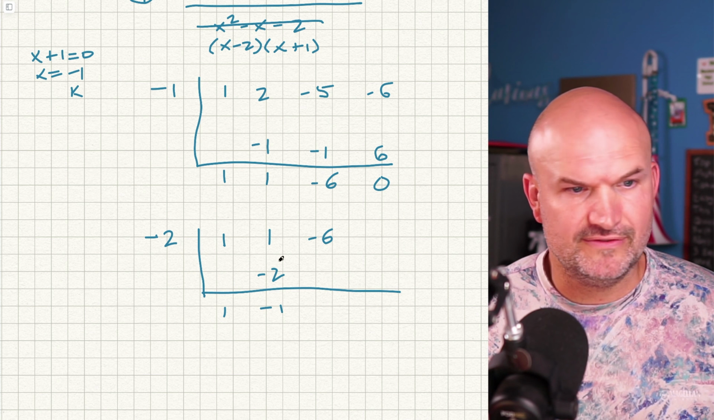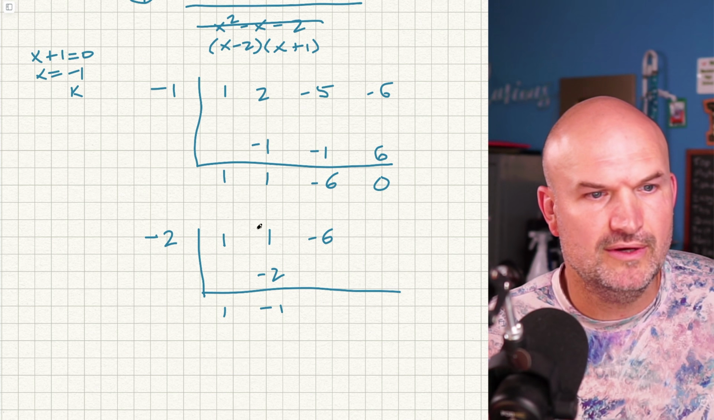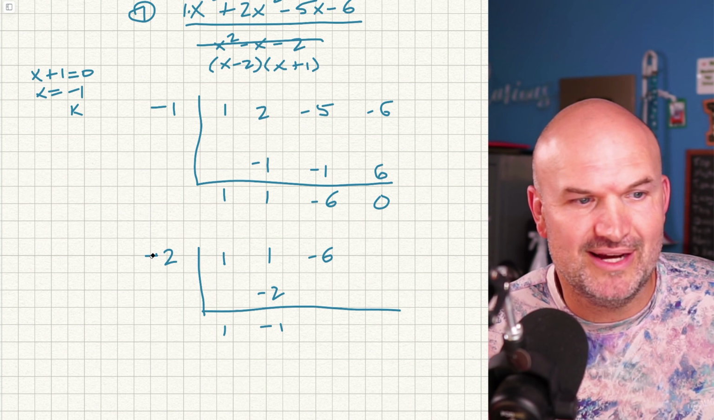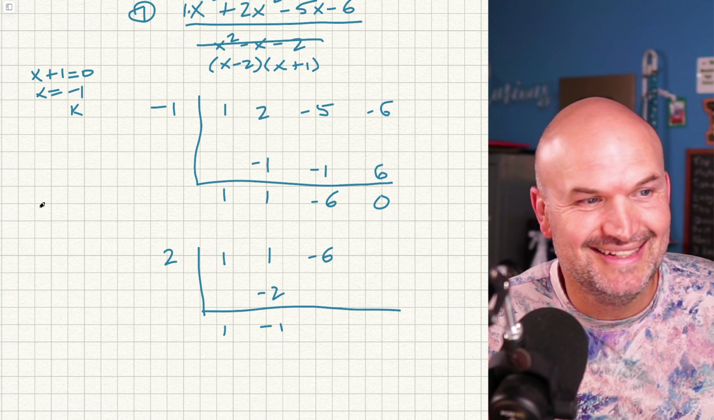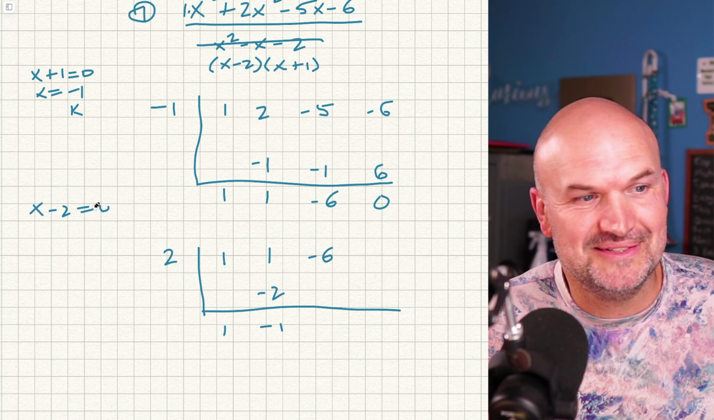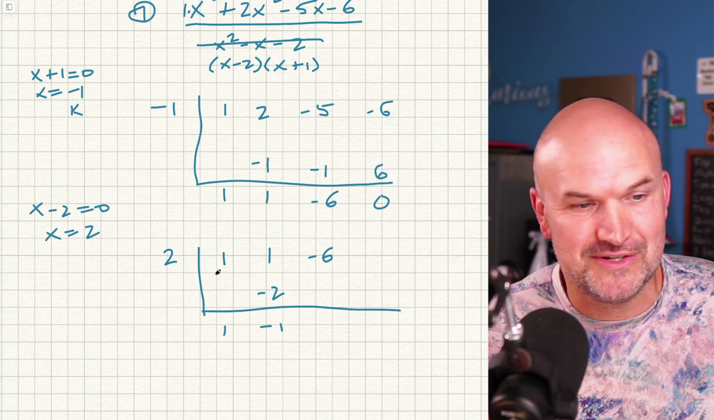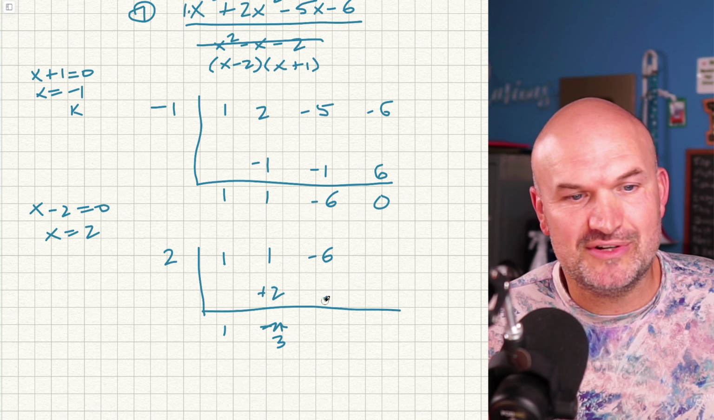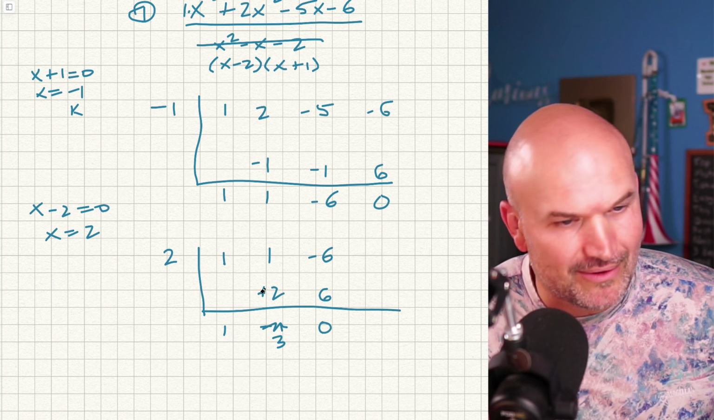-1 times a negative, wait a minute, what happened? Did I go 1, 1, -6? Oh, that's a positive 2. Mr. McLogan, right? That's why you set it equal to k, right? You say x minus 2 is equal to 0, x equals 2, positive 2. So that should have been a positive. That should have been a 3. 2 times 3 is a 6. That's a 0.